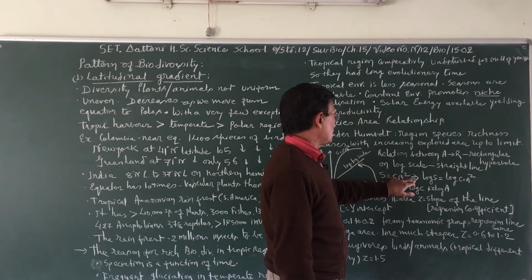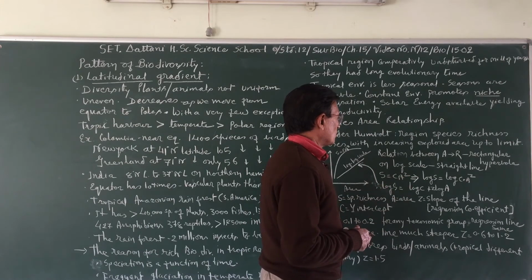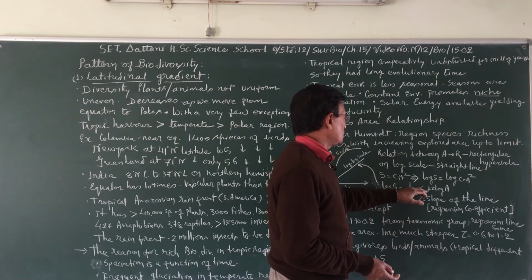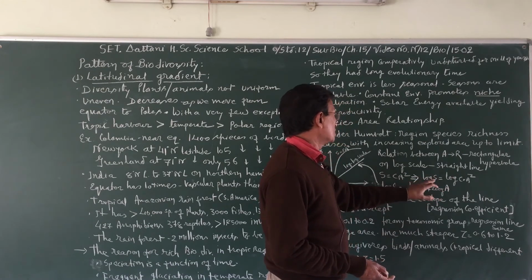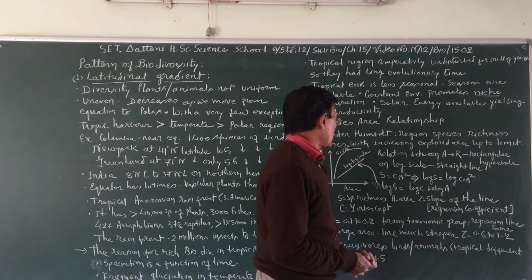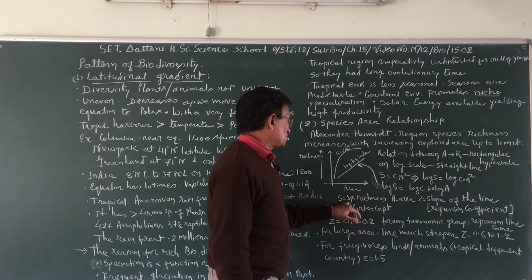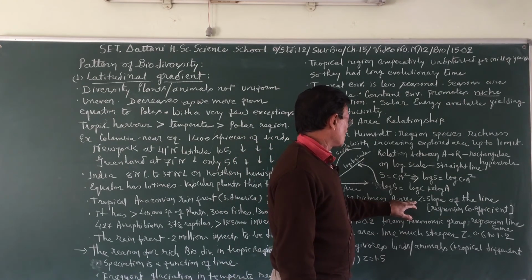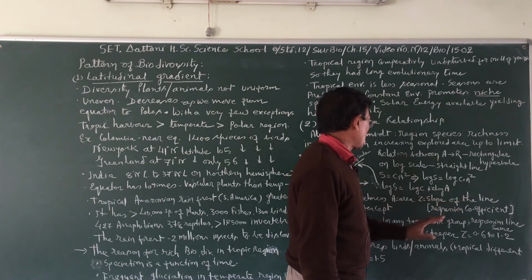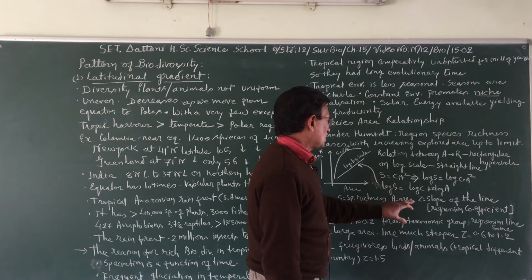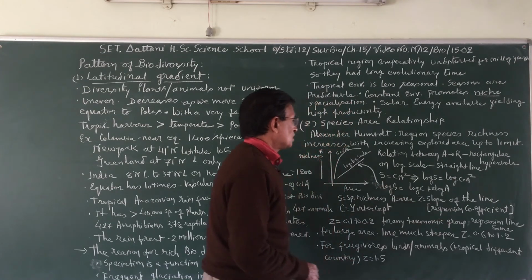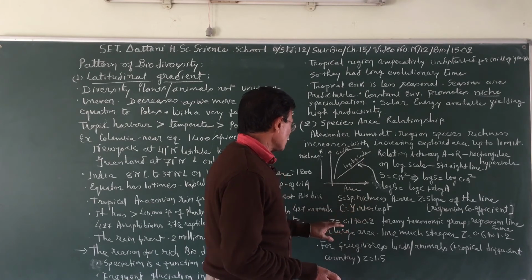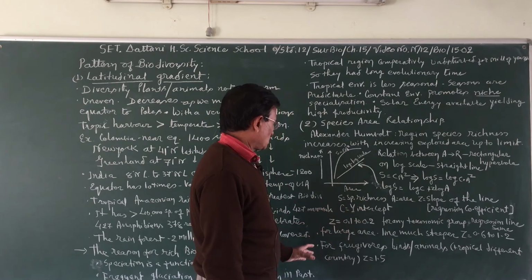S = C A^Z implies, if we take the logarithm on both sides, log S is equal to log C A^Z, and according to the natural logarithmic rules, log S = log C + Z log A, where S is species richness, A is area, whether in square meters, and Z is the slope of the line. You see, Z is also called the regression coefficient because it represents the slope, and C is the Y intercept. Now, the value of Z varies as per the areas.